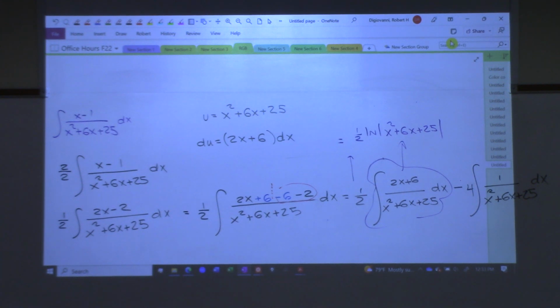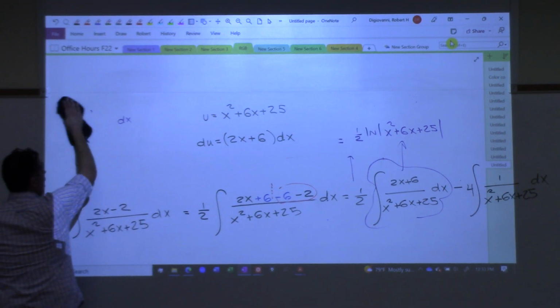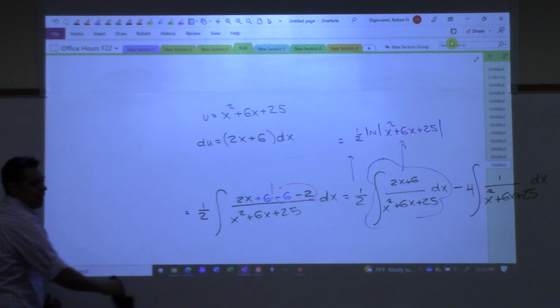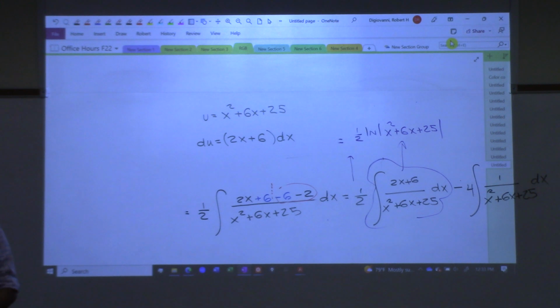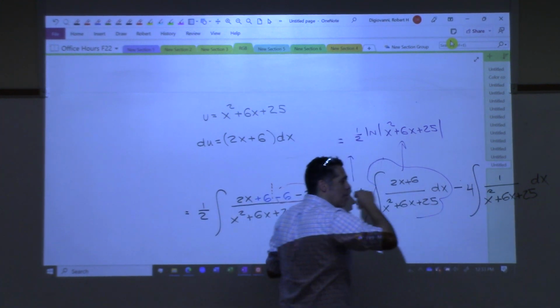And what about the other one? It's a constant over an irreducible quadratic, right? Constant over irreducible. For that one, we complete the square. When it's linear over irreducible quadratic, we do this. And what happens at the end is you should get a constant over an irreducible quadratic.